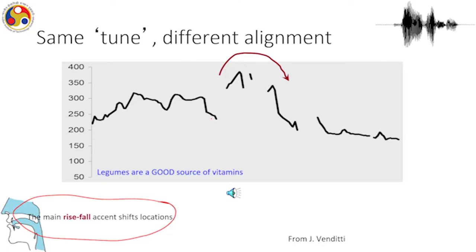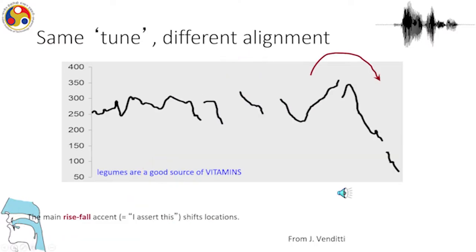So this rise fall that we see here, legumes are a good source of vitamins. This is the same tune, which means it steadily rises and then falls, but the alignment is different. The alignment shows that this rise fall is on good instead of vitamins or legumes. And again, here a rise fall, as we studied just now, it's on the vitamins.